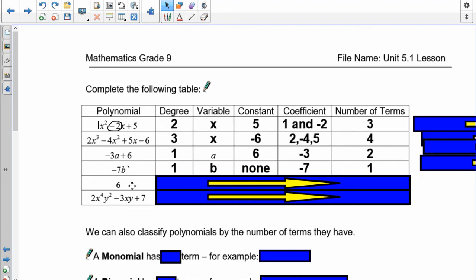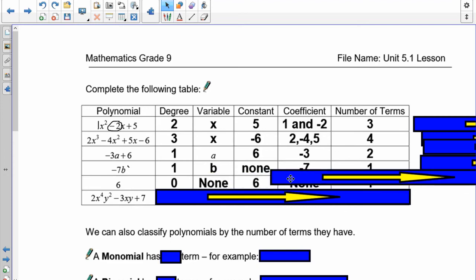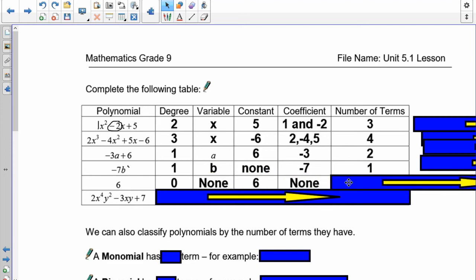Now, this one's kind of tricky. What degree is this? Well, if you take a look at this, there's no variable, right? Because there's no variable, it has to be anything raised to the power of 0. So this is a 0 degree term. The variable, there's no variable. The constant is a 6. The coefficient, there isn't any. And number of terms, 1.